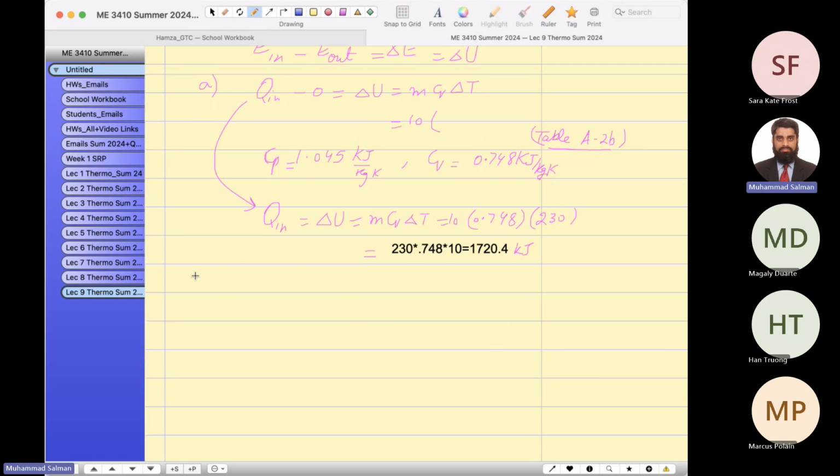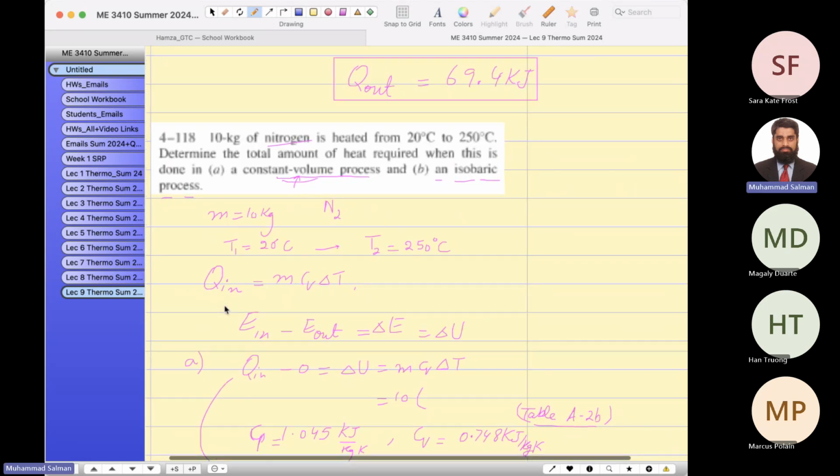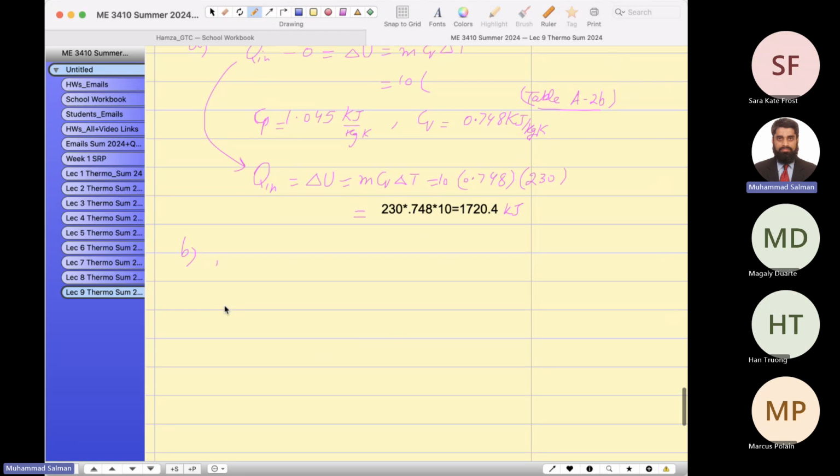And let's do the other part. Part B, when the boundary is moving, isobaric process. Can you type in the chat box what is isobaric? Which thing is constant in an isobaric process? Good. Sarah is correct. Pressure is constant. Okay, guys, now pressure is constant means the lid is a weighted piston.